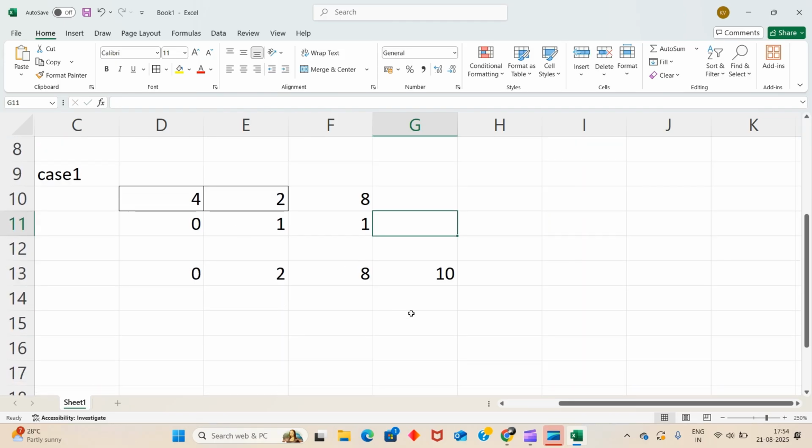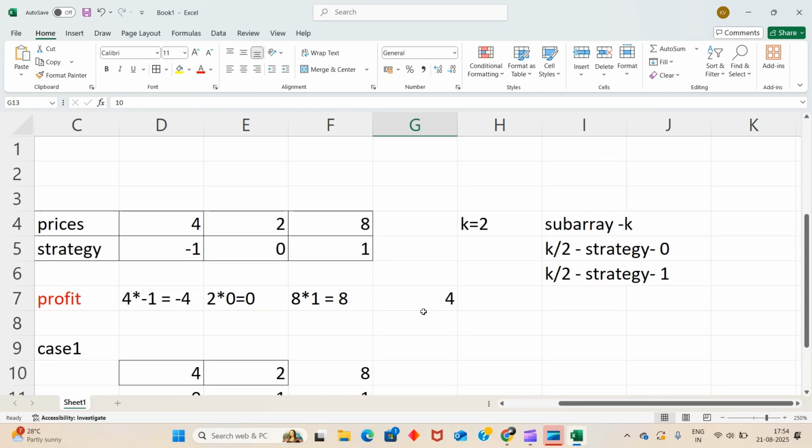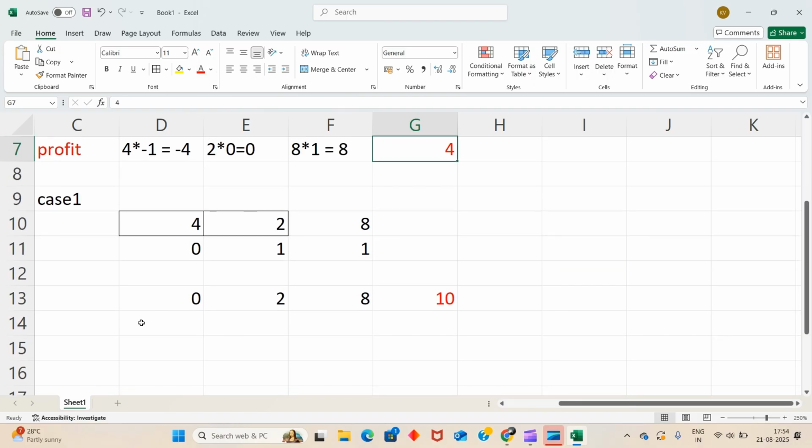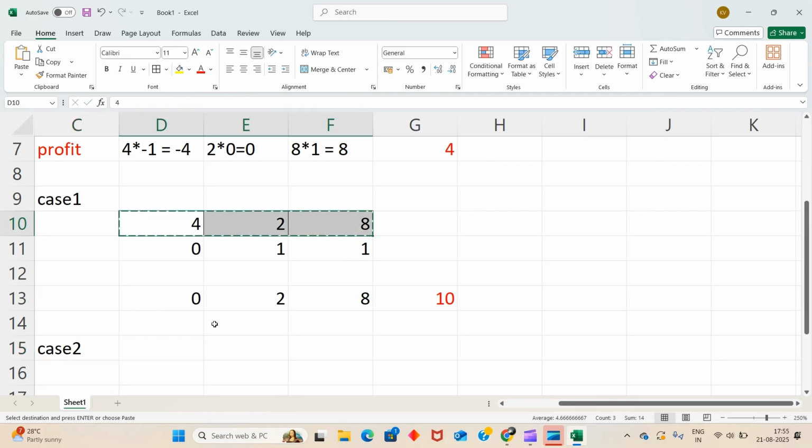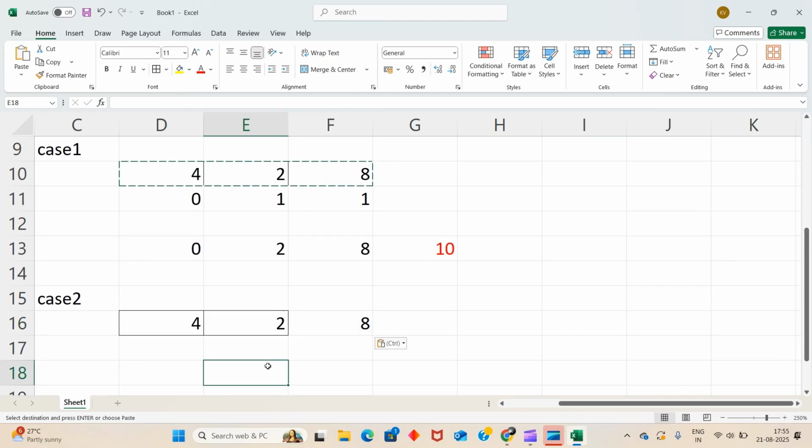You got it? So my profit is 10. Here I'll mark it as red. This also as red. Now, case 2. Case 2 is again, I'll just copy this and I'll paste it. Okay.